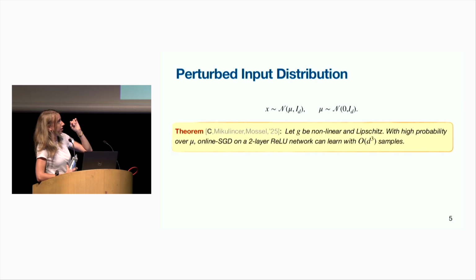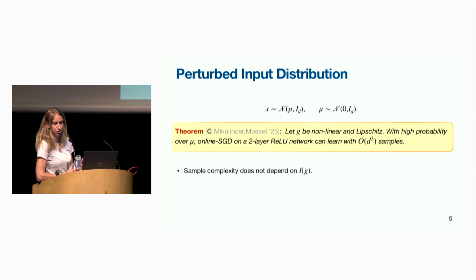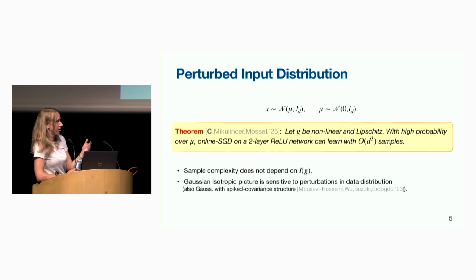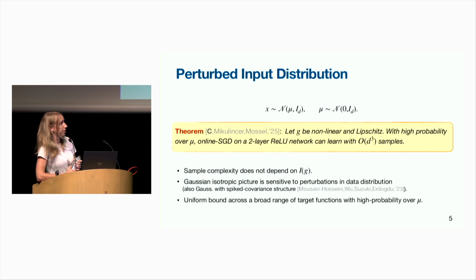And what we can prove is the following. We need some assumptions on G: some nonlinearity and some smoothness assumption. Then with high probability over this random shift mu, we can prove sample complexity guarantees of d cubed for basically every G that satisfies these two assumptions. So in other words, we can have a sample complexity that does not depend on our target function G. This means that the Gaussian isotropic picture is sensitive to perturbations in the first moment of the distribution. There was also some work that showed that perturbing the second moment can also break the information exponent complexity. I think an important point of this theorem is that the bound is uniform across all G that satisfy these two assumptions, and also it holds with high probability over the shift mu. So in other words, if our data, instead of being centered, is consistently shifted towards almost any direction, then we can have these complexity guarantees.